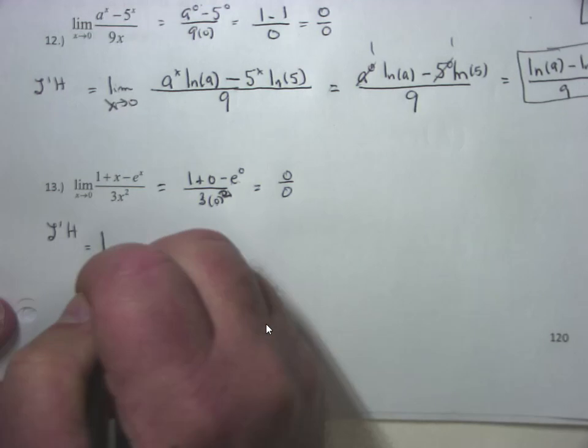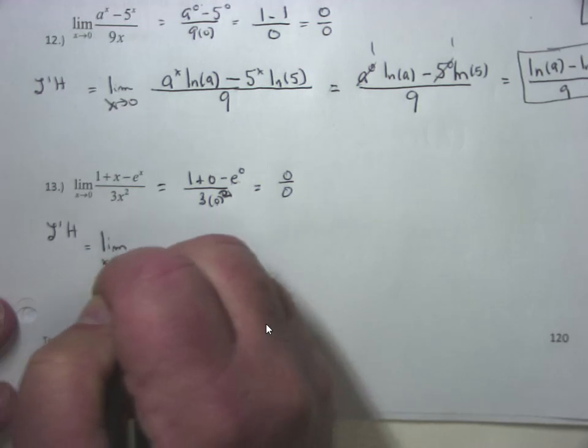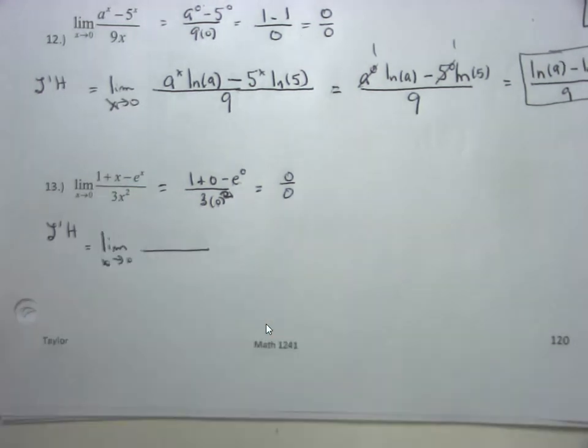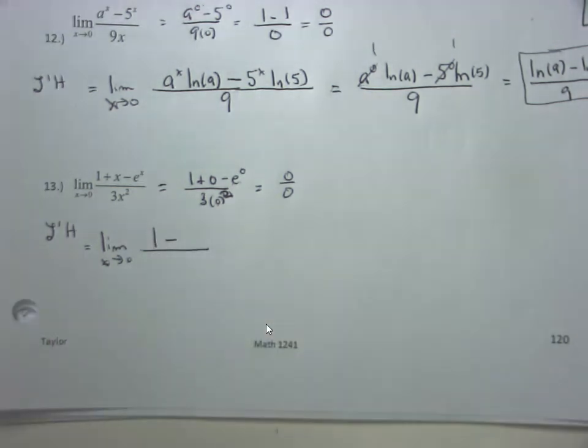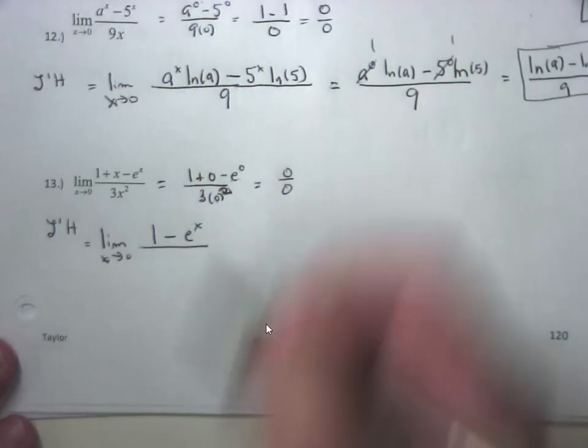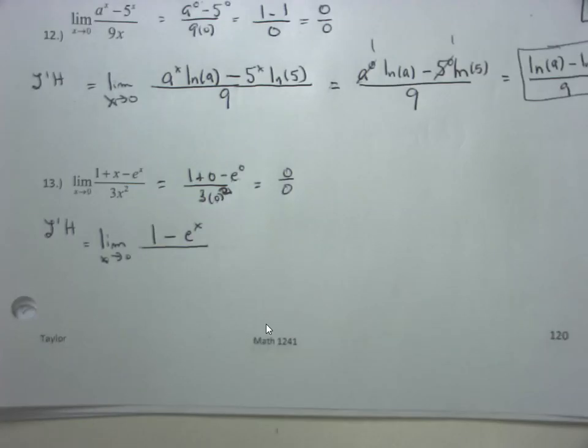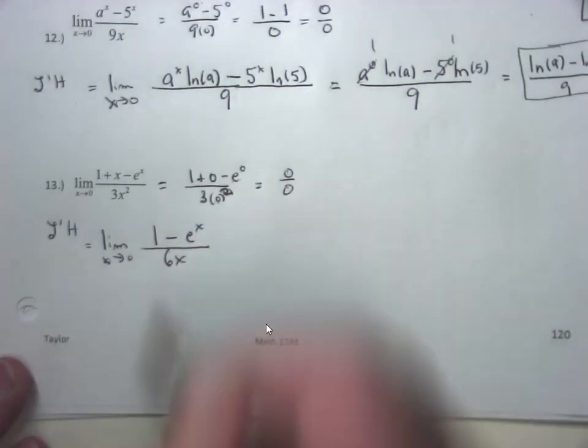So this is equal to the limit as x approaches 0 of, what is the derivative of 1 plus x minus e to the x? What's the derivative of 1? What's the derivative of x? 1 minus, what's the derivative of e to the x? E to the x. Divided by, what's the derivative of 3x squared? 6x. So there's my new function.